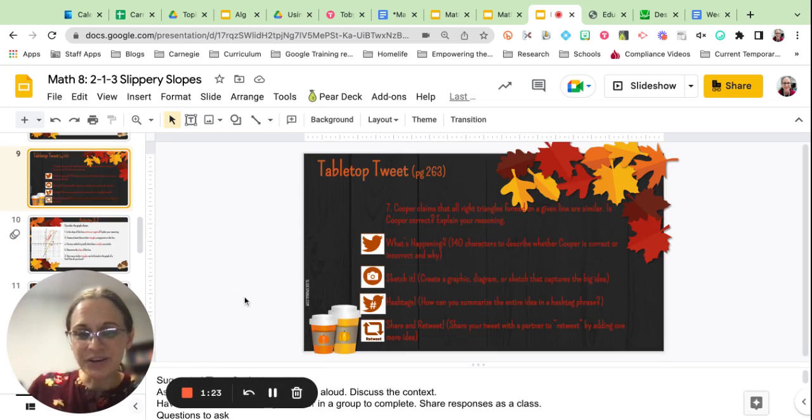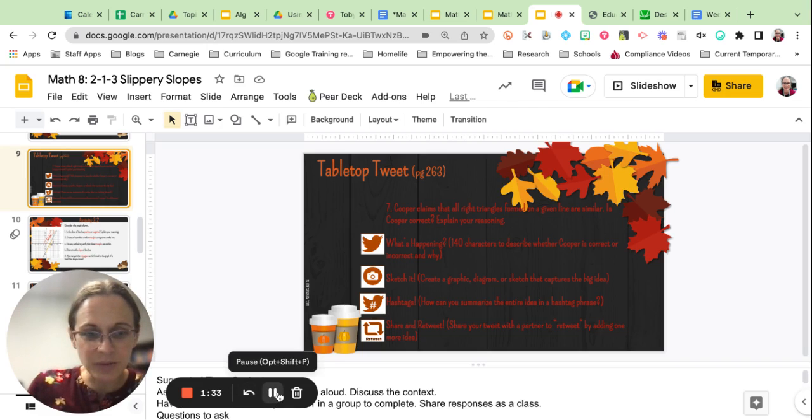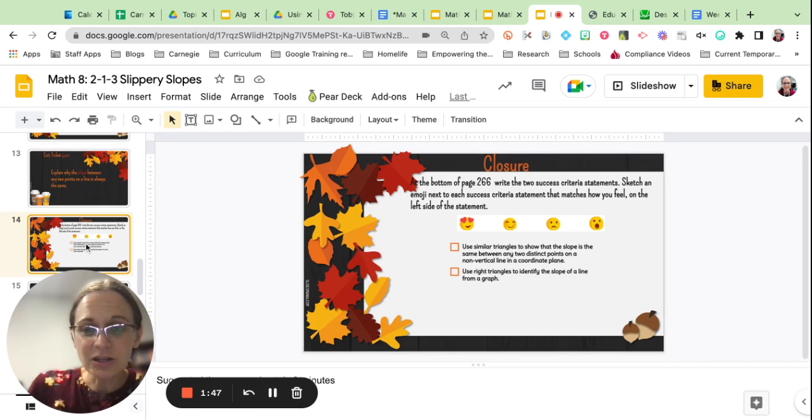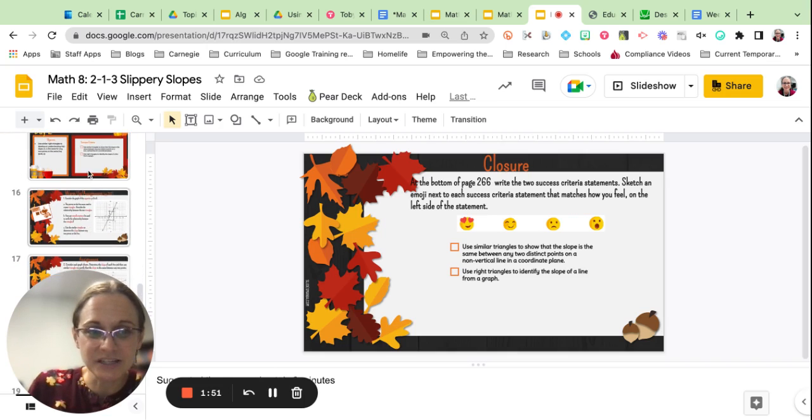Now, as usual, there are checks for understanding embedded directly in this lesson. This one utilizes Tabletop Tweet, where students make a short tweet or other social media post, just a pretend one, to describe what they are learning. And their exit ticket today is also going to have them doing some explanation. They're going to have to explain why the slope between any 2 points on a line is always the same. The closure invites them to reflect on their understanding of the success criteria.